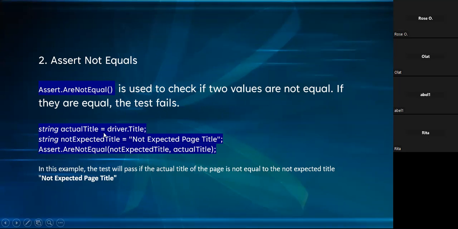String actualTitle is equal to driver.Title. String notExpectedTitle is equal to "not expected page title". Then you use Assert.AreNotEqual with notExpectedTitle and your string actualTitle. Here you have your driver, but I'll be showing you in the code in a short time. In this example, the test will pass if the actual title of the page is not equal to the not expected title, that is, the not expected page title here.